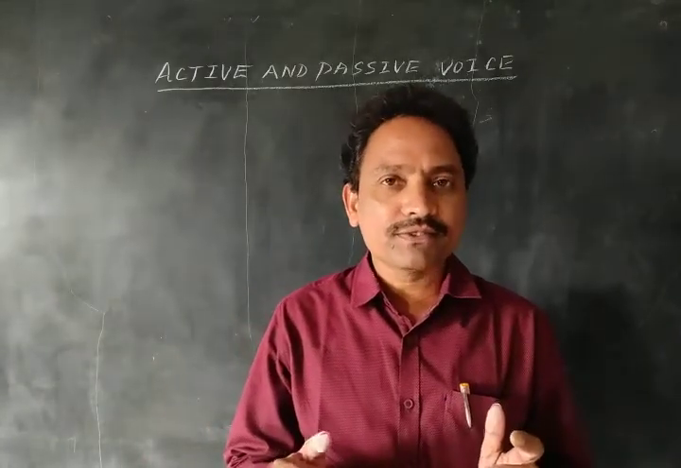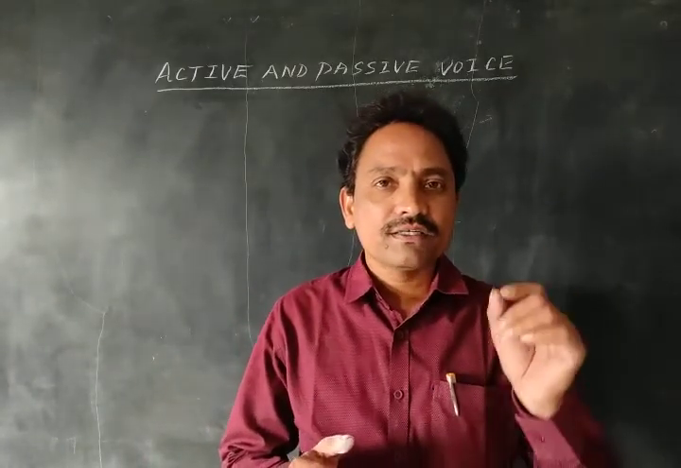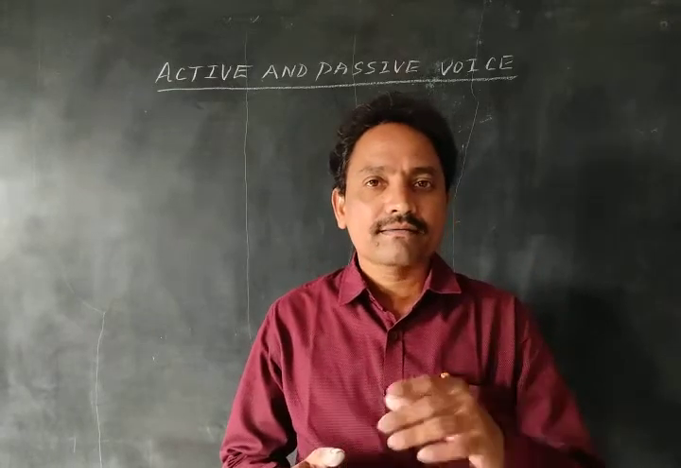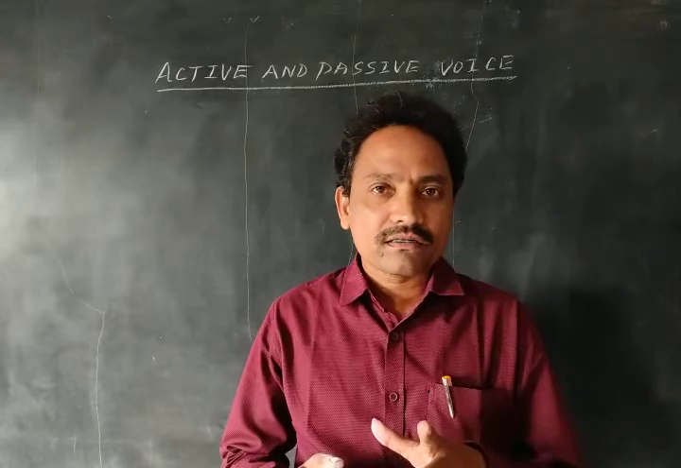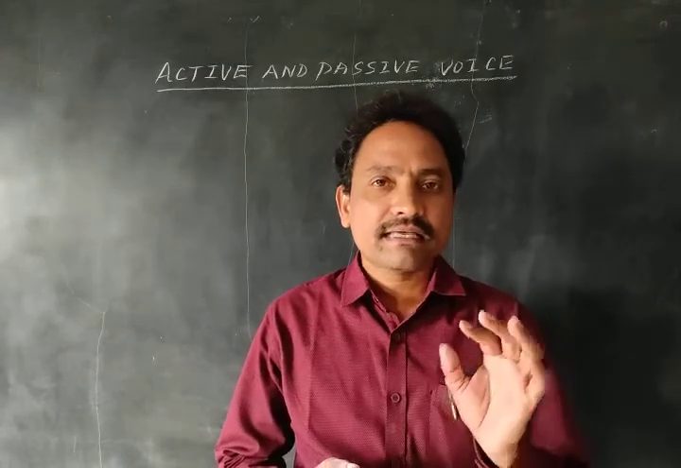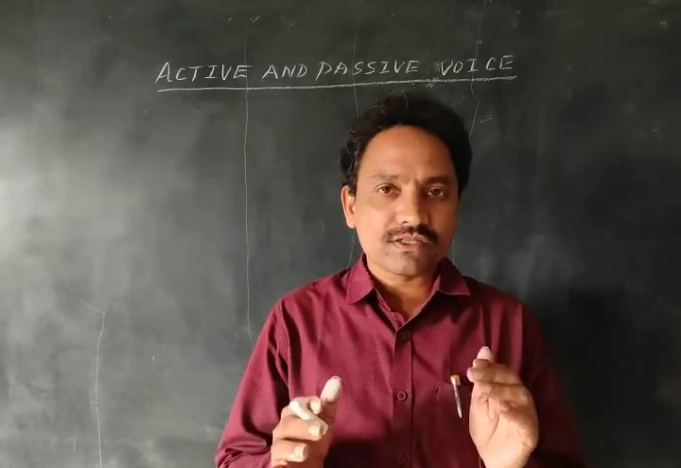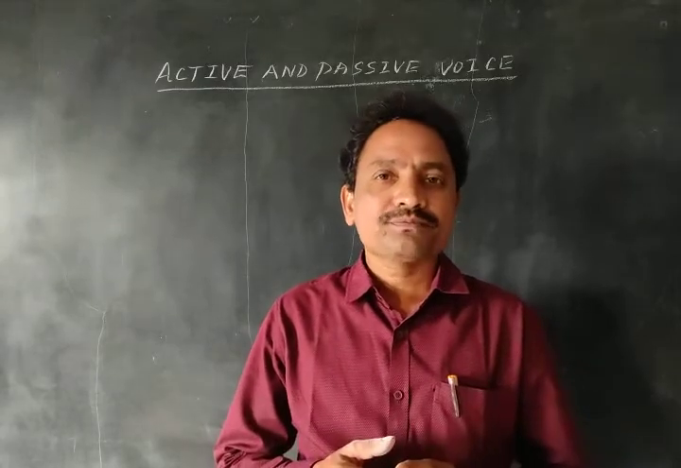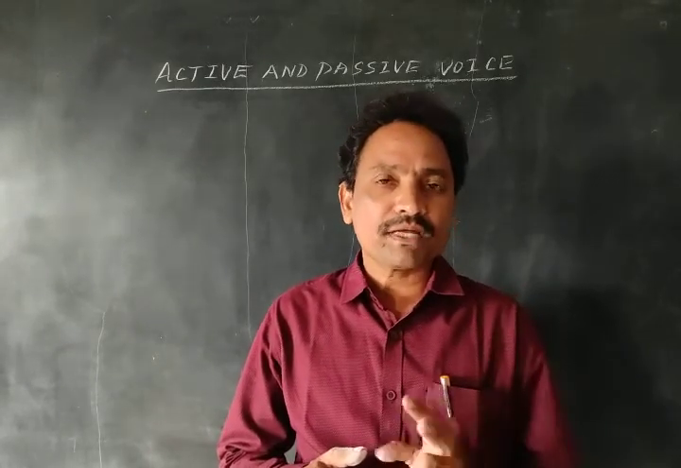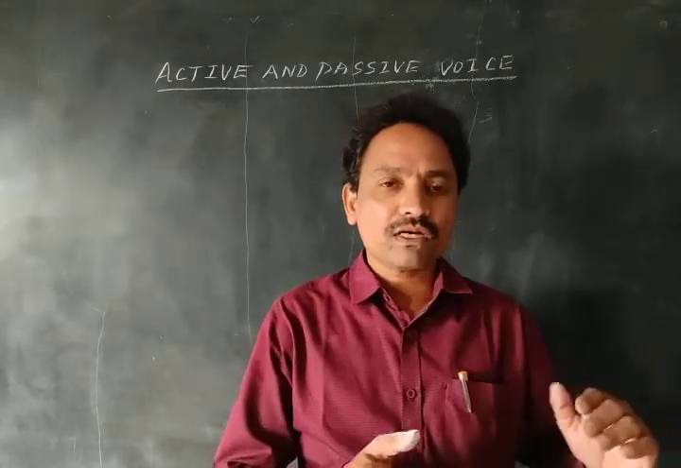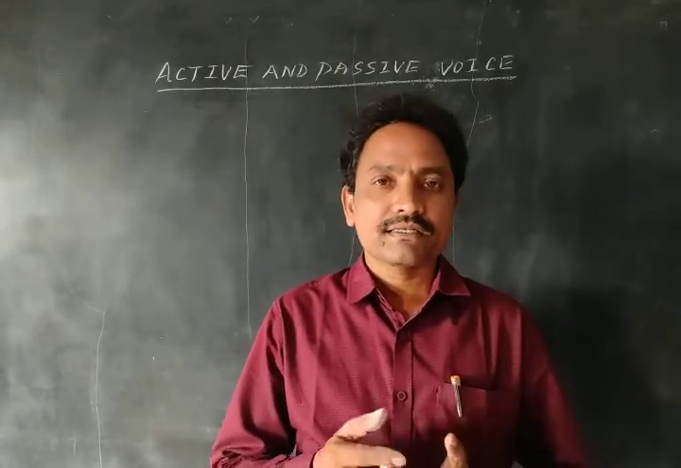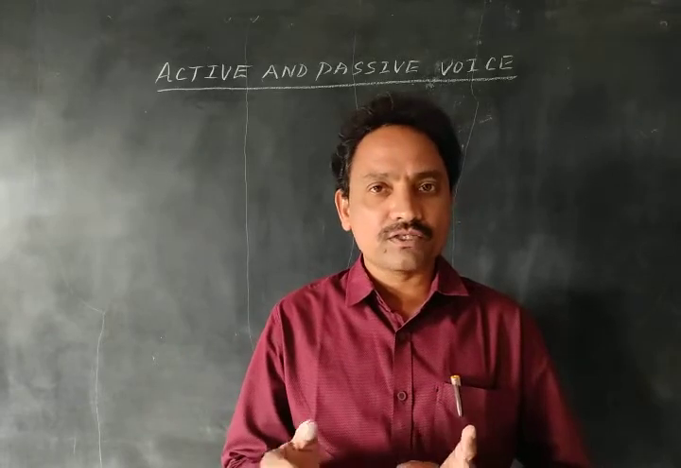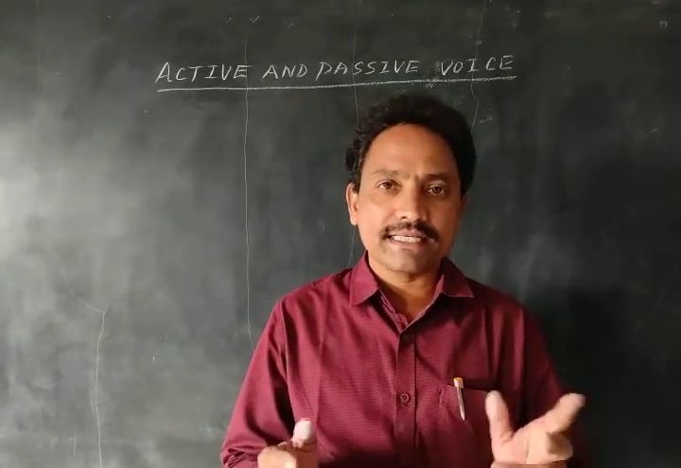Do you know auxiliary verbs? Auxiliary verbs are is, am, are, has, have, was, were, had. Again, there are two kinds: primary auxiliary and modal auxiliary. What we have discussed is all primary auxiliary. Modal auxiliary are can, could, will, would, shall, should, may, might, ought, like this.